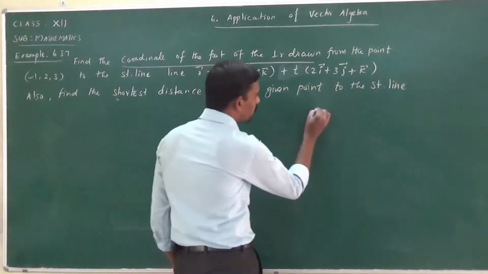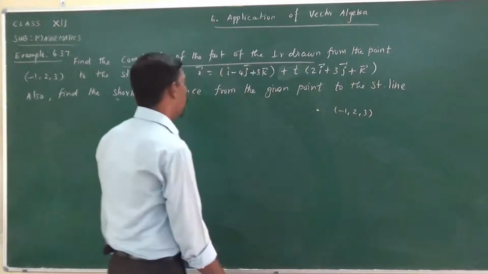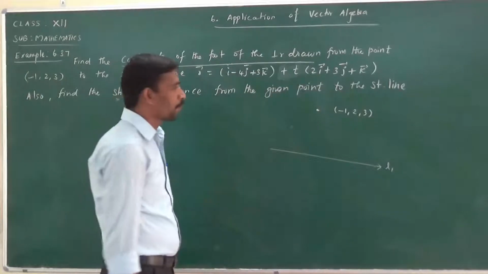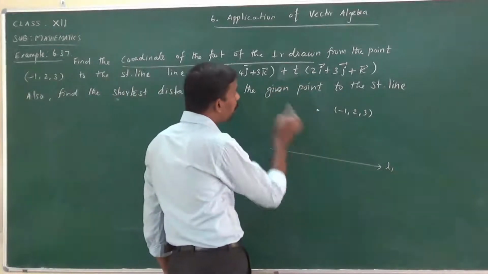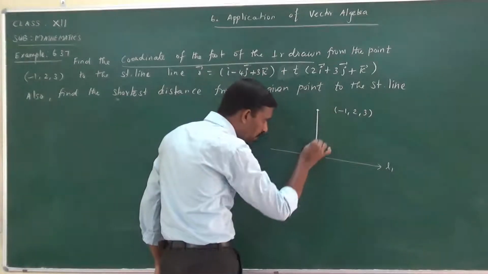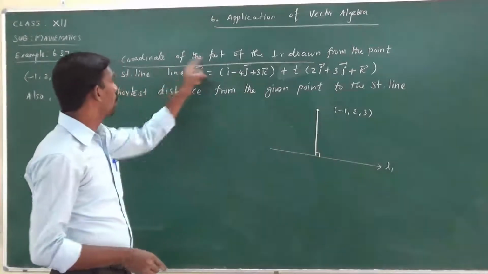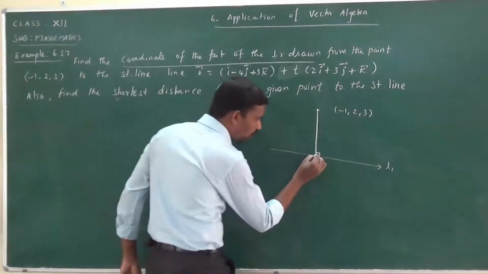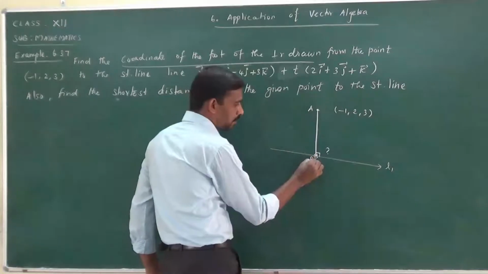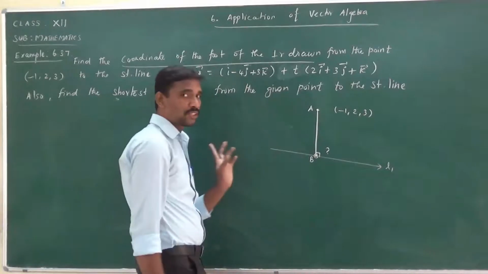So, imagine that this is a point minus 1, 2, 3 and this is a line L1 given by R vector something. So now a perpendicular line is drawn from the point to the given line. This is a perpendicular. Now we have to find out the foot, the coordinate of the foot. That means we want to find out the point. So consider this is A and this is B. Now we have to find out the point B and this is line 1.